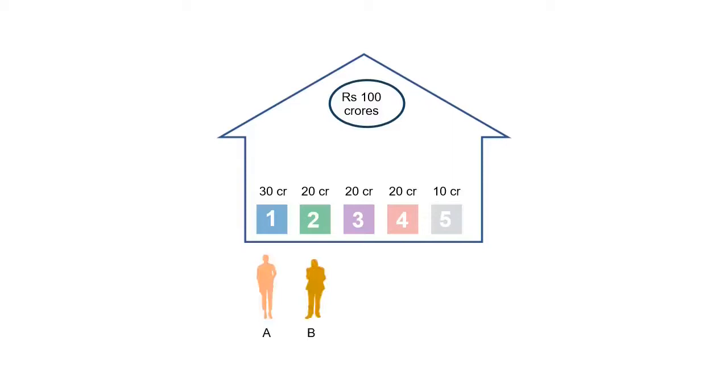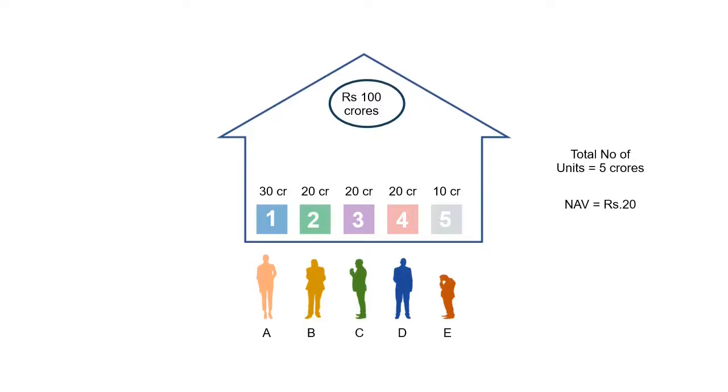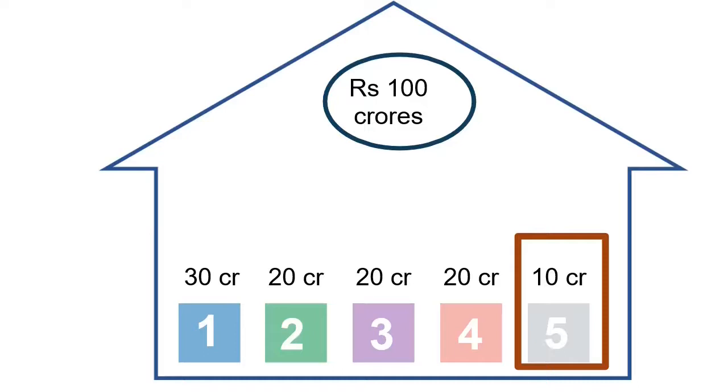Hence, the NAV will be 100 crores divided by the number of units, that is 5 crores, which gives us the net asset value or the NAV at rupees 20. We also presume that all the unit holders hold an equal number of units, that is 1 crore each. Now let us presume that corporate 5 runs into financial difficulties and therefore its paper is likely to be downgraded by the rating agency. In financial markets, such paper would be called a distressed asset or toxic asset.